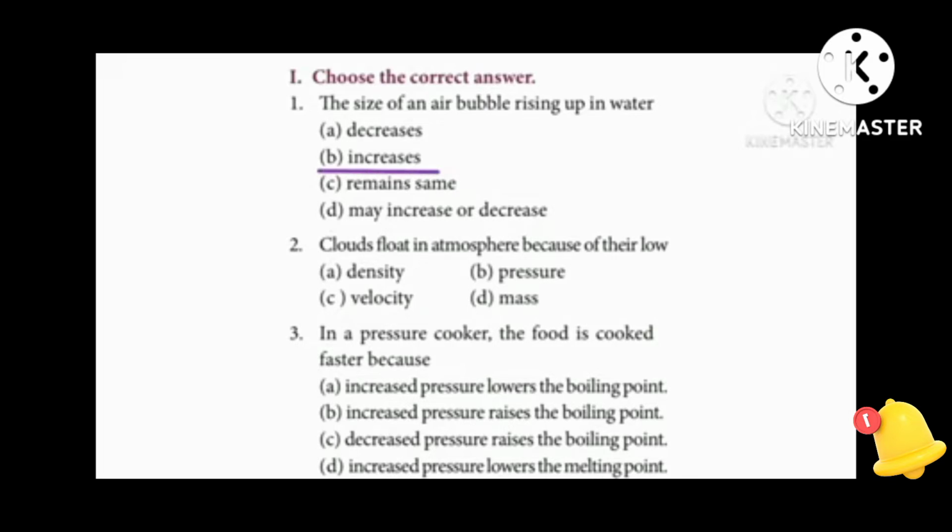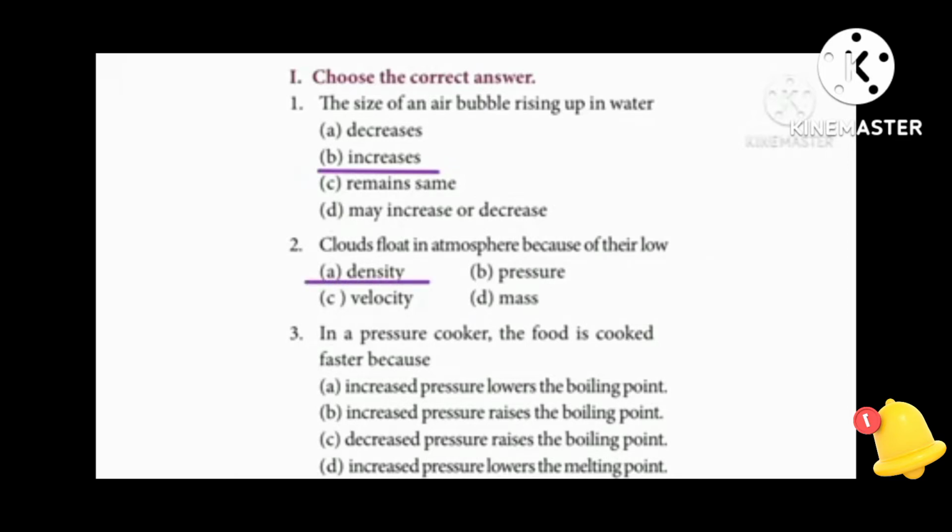Second one, clouds float in atmosphere because of their low. Option A, density. Option B, pressure. Option C, velocity. Option D, mass. The correct answer is option A, density.